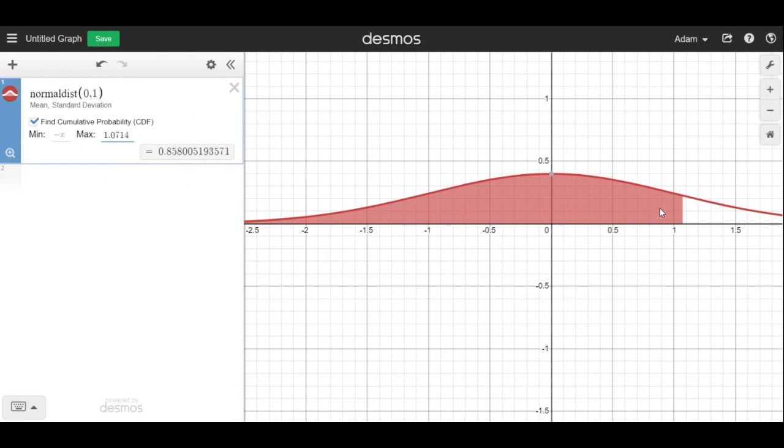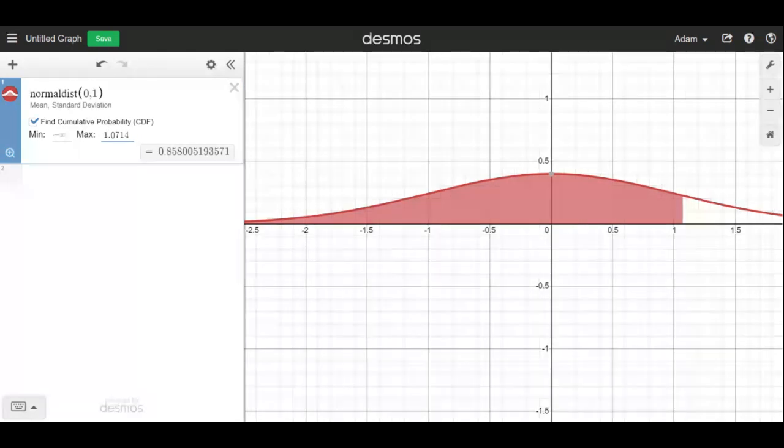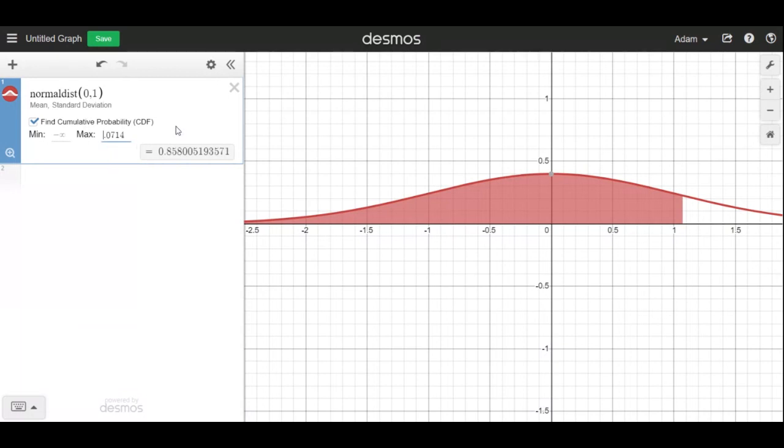For part B, the z-score was 0.3571. Now I'm just making the max the other z-score, so this is less than the z-score. This is part B. The area to the left of this turns out to be 0.6395 about. So if you convert that to a percentage, you get about 64%, 63.95% about.